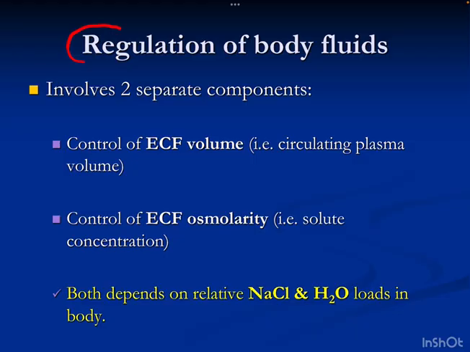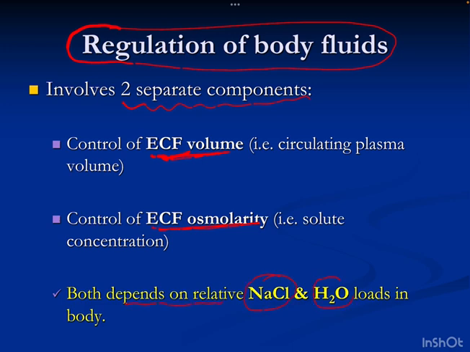Now regulation of body fluids involves two separate components. One is control of extracellular fluid volume, that is circulating plasma volume, and another is control of extracellular fluid osmolarity, which is control of solute concentration. Both extracellular volume and extracellular osmolarity depend on the relative amount of sodium chloride and water loads in the body.